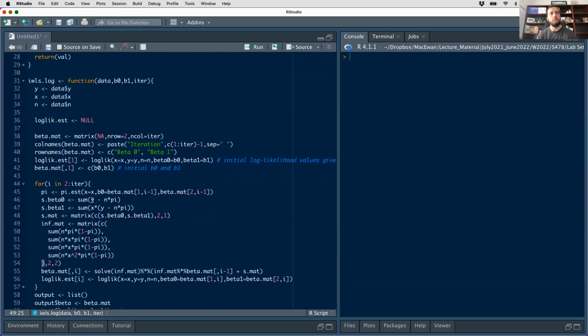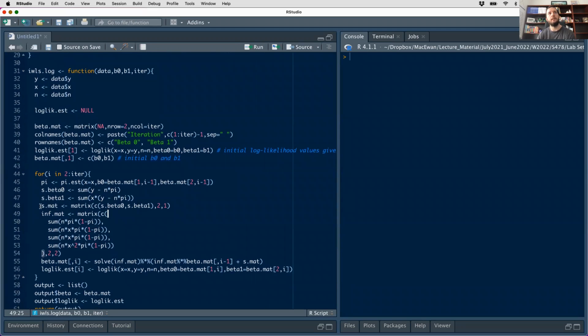Okay, so then after I get pi, I get my score estimate for beta 0, then I get my score estimate for beta 1. You can see that this is simply y minus n times pi. It's a very simple calculation. And then I'm going to create a matrix called SMAT, which is comprised of beta 0 and beta 1 evaluated at pi. The reason for this is because in the IWLS procedure, I have to do matrix multiplication. So I need the beta 0 estimates to be stored in the matrix so I can multiply them by the information matrix, or rather add them to the information matrix.